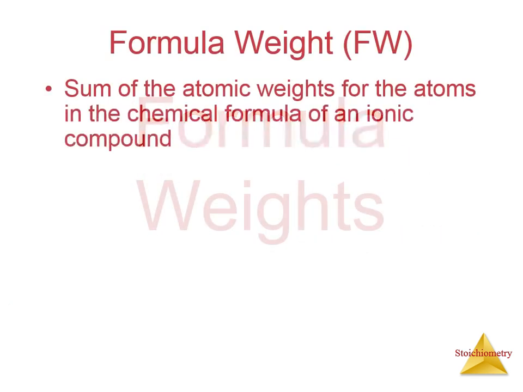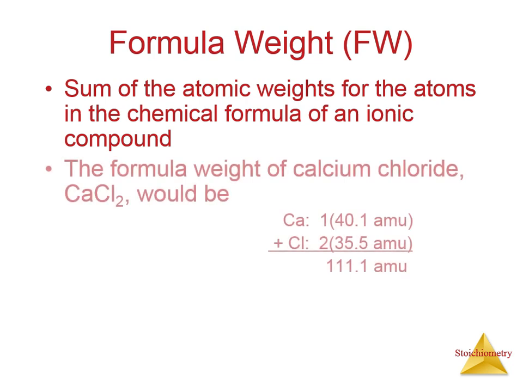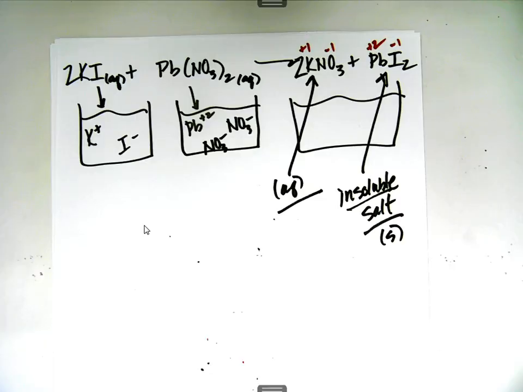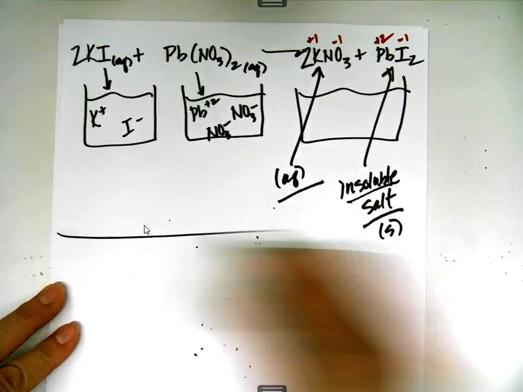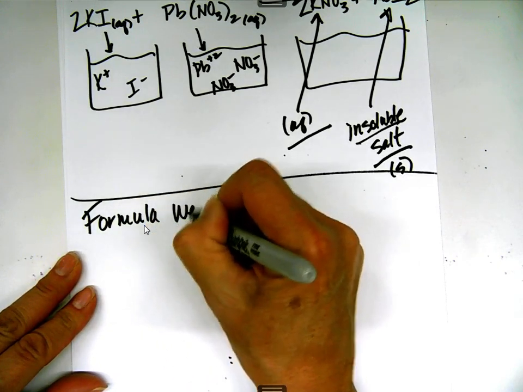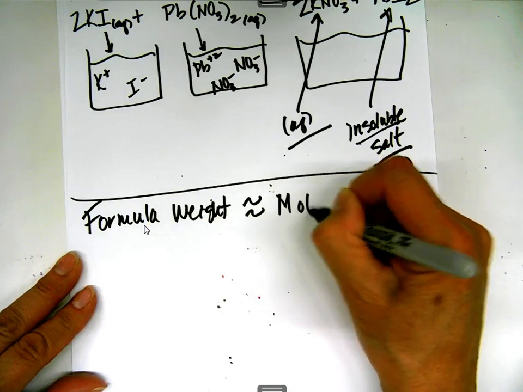All right, formula weights. How do we calculate a formula weight? The term formula weight is the same as molar mass. So basically, we'll do a calculation of that. Formula weight is basically the same thing as molar mass.